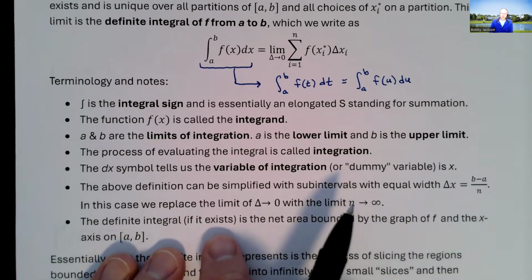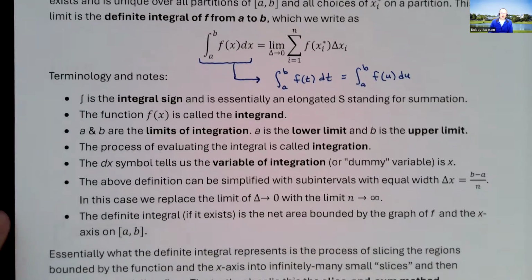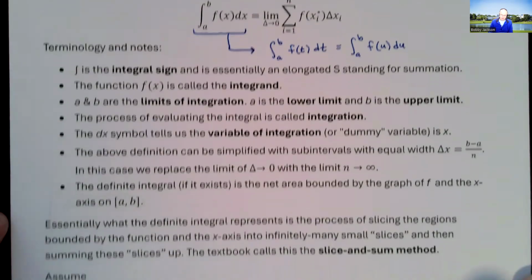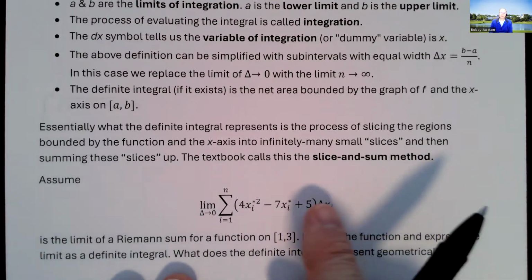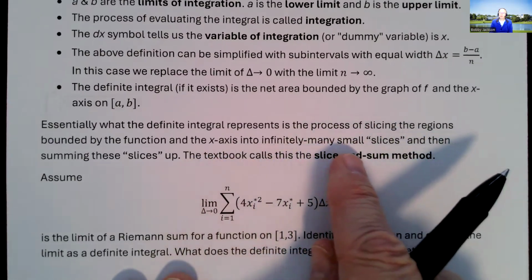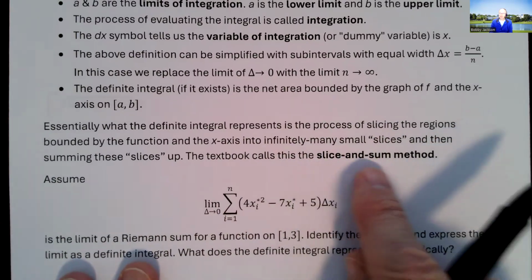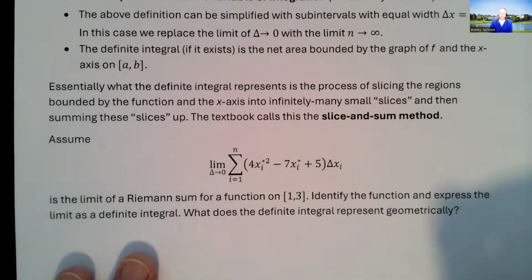The definite integral, if it exists, is the net area bounded by the graphs of f and the x-axis on the interval from a to b, and that's real important that we understand that. So essentially, again, what the definite integral represents is the process of slicing the regions bounded by the function and the x-axis into infinitely many small slices, and then summing these slices up. The textbook calls this the slice and sum method, and we do it all the time throughout this course.